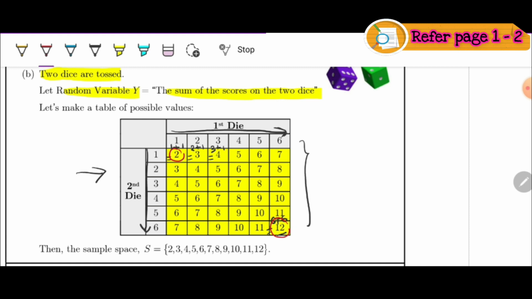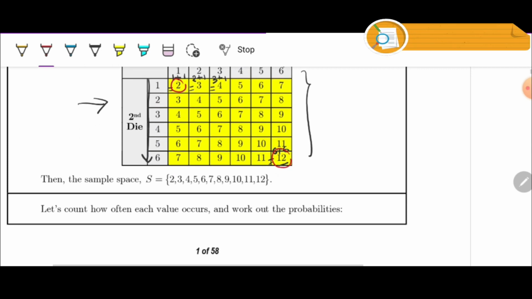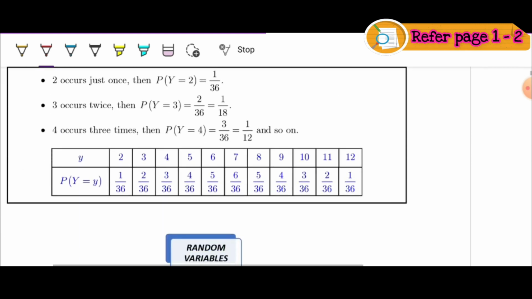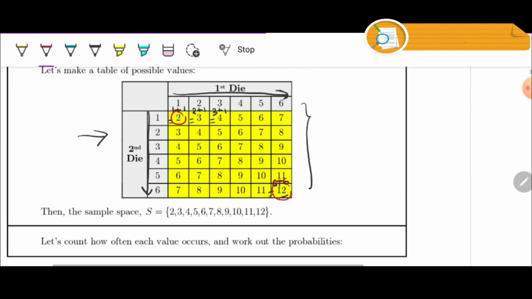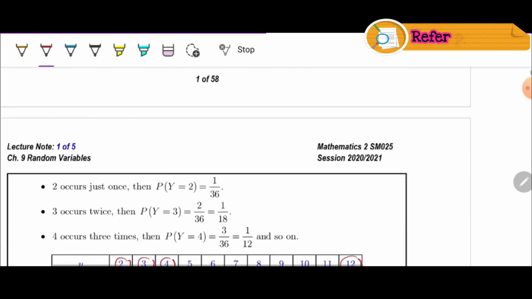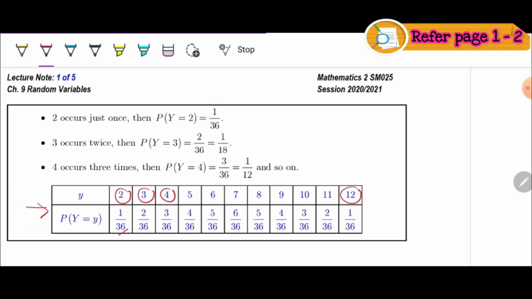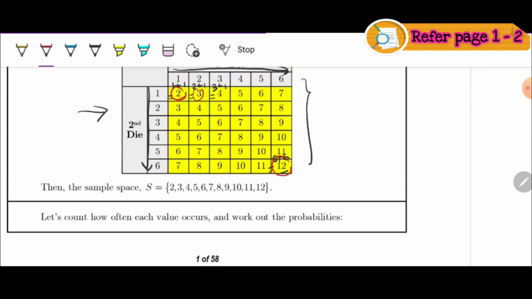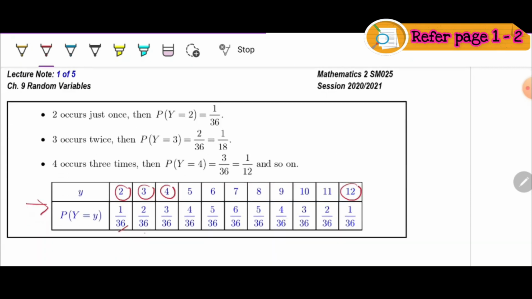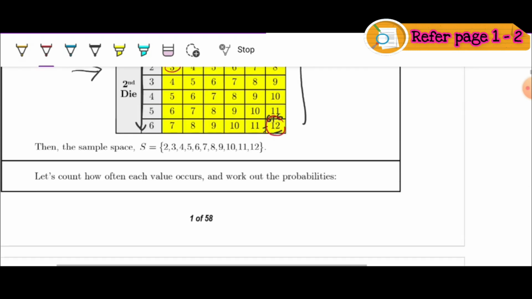So, you can construct a table to represent the random variable Y that refers to the sum of the scores. We start from 2, 3, 4 until the maximum score, which is 12. The probability of getting 2 is 1/36. And the probability of getting 3 is 2/36.